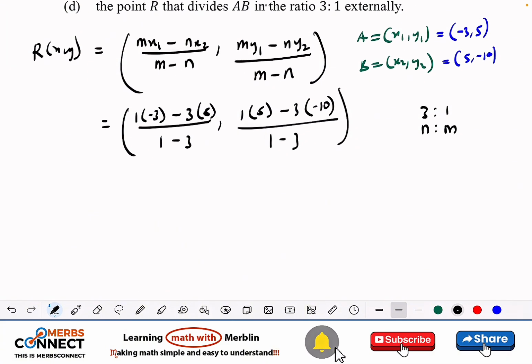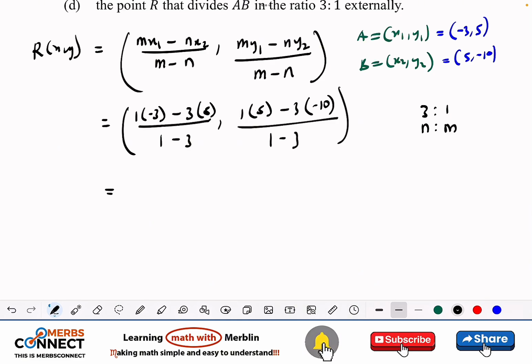So you see, math 102 is very simple, right? Just know the formula and just do substitution. Very good. So this is going to give us minus 3. This one's supposed to be 5, right? Yeah, it's 5. So let me write it well. Minus 3 minus 15 divided by minus 2. And then this will be 5 plus 30 divided by minus 2.